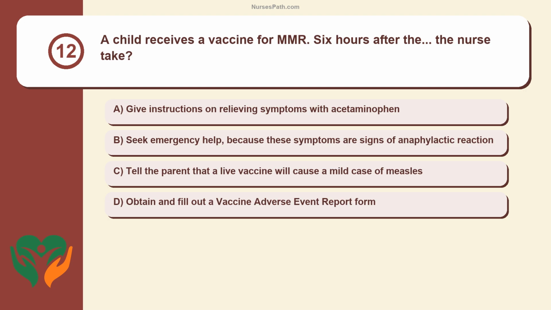Question 12. A child receives a vaccine for MMR. 6 hours after, the parent reports local soreness, erythema, lethargy, and a low-grade fever. The nurse should: Give instructions on relieving symptoms with acetaminophen. Seek emergency help because these symptoms are signs of anaphylactic reaction. Tell the parent that a live vaccine will cause a mild case of measles. Obtain and fill out a vaccine adverse event report form.